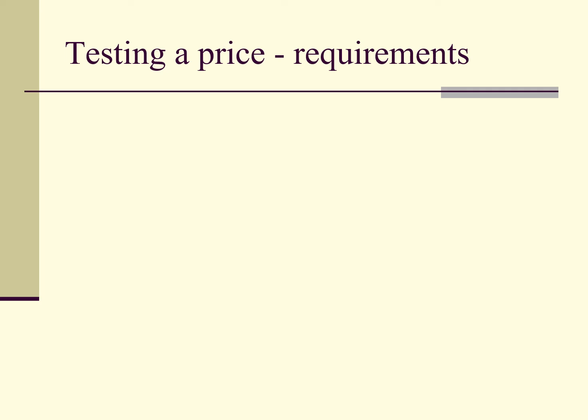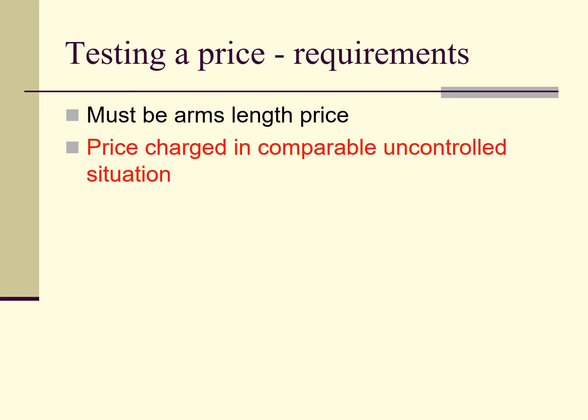Here are the requirements for determining the price between the two companies. First, the price must be an arm's length price. So even though Clothing Inc. completely controls Clothing.com, we must determine a price as if Clothing.com was an unrelated third party. To be arm's length, the price must be a comparable, uncontrolled price, meaning it must equal a price that would be charged in a comparable situation with an unrelated company.